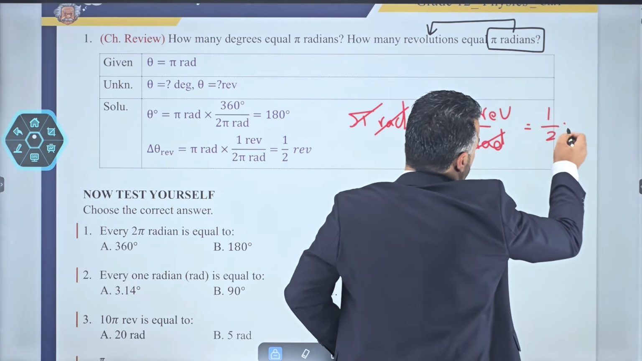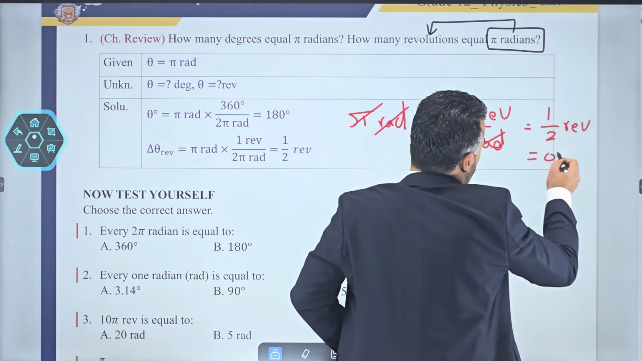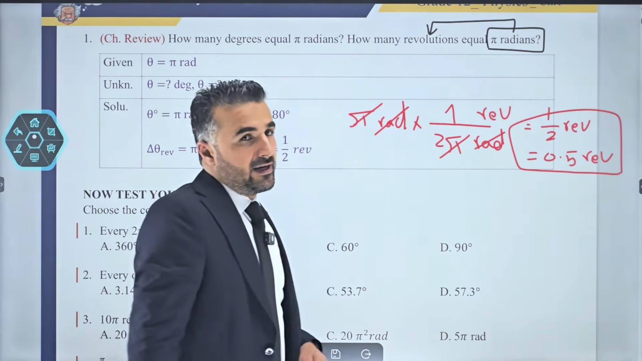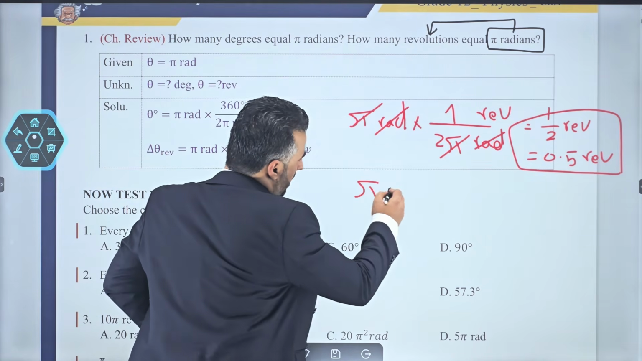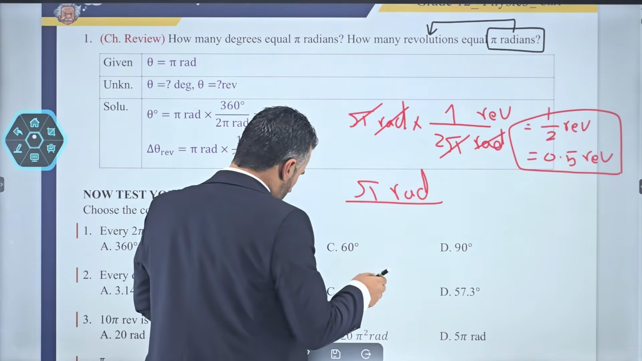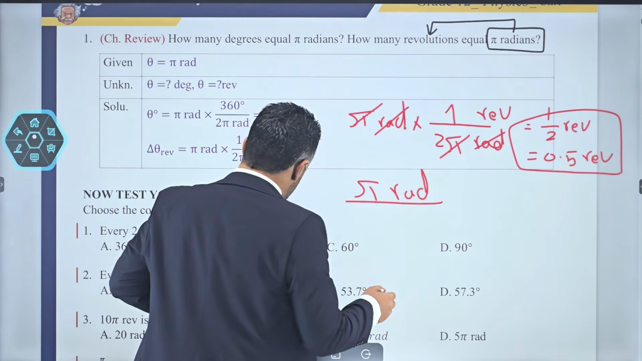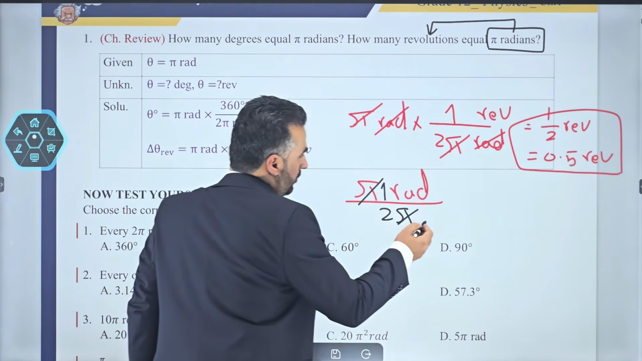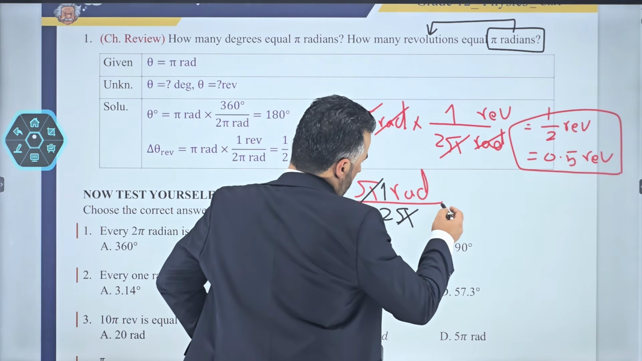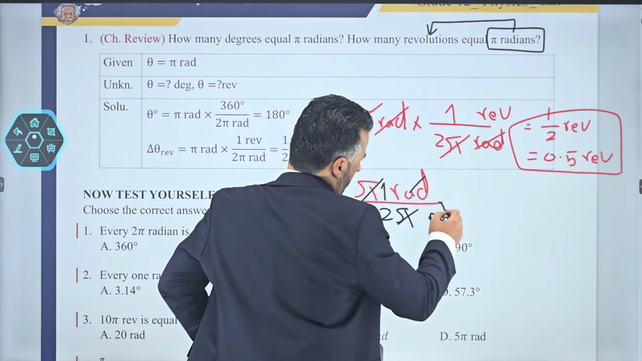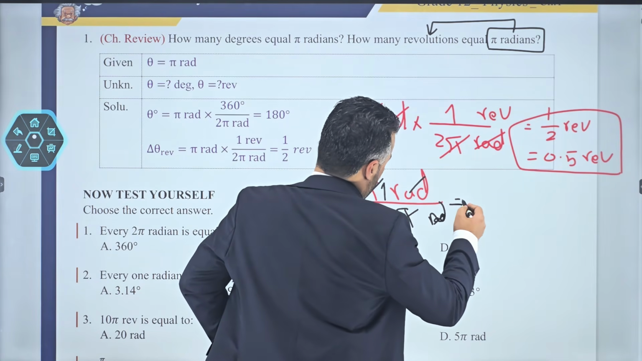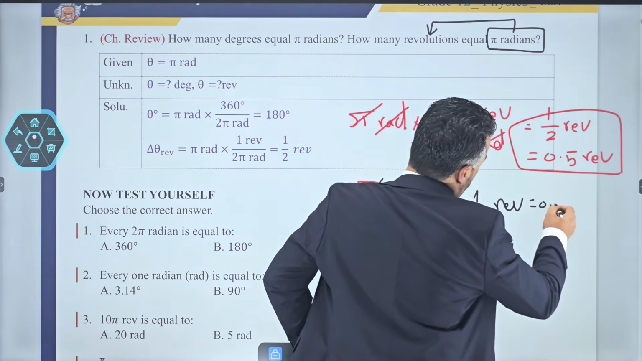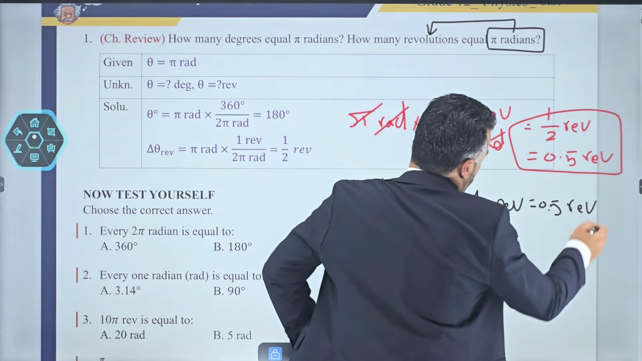So you can write 1 over 2 rev, or you can write 0.5 rev. That depends on what is given in the options. These are both correct. What if I use the other method? Pi radian: if I want to convert to rev, all you have to do is divide by 2 pi. So pi and pi cancel out. There's 1 left here, 1 over 2, and of course the radian cancels out. So it is going to be equal to just 1 over 2 revs, or 0.5 rev. That is exactly the same thing.